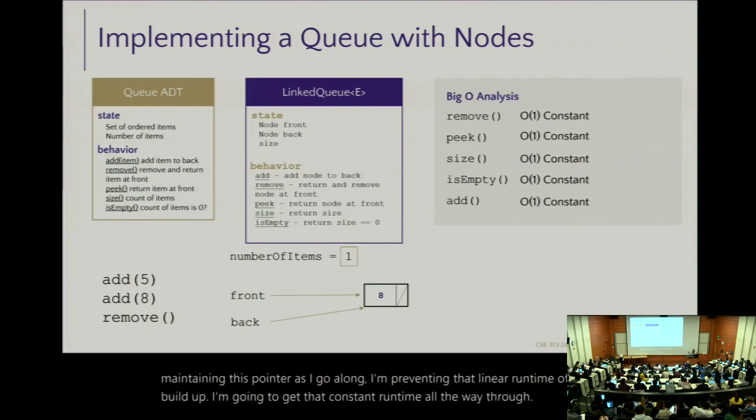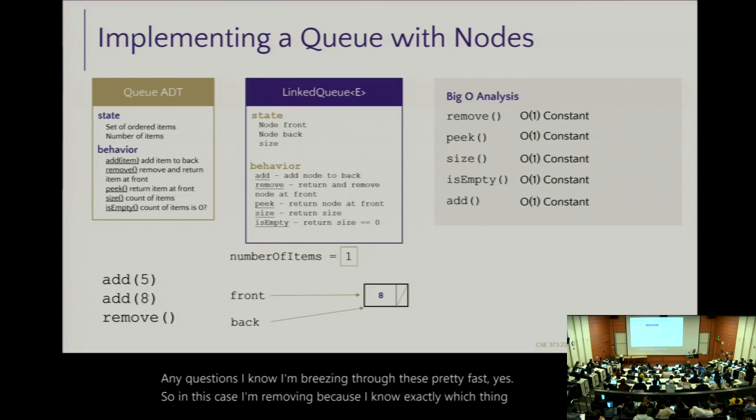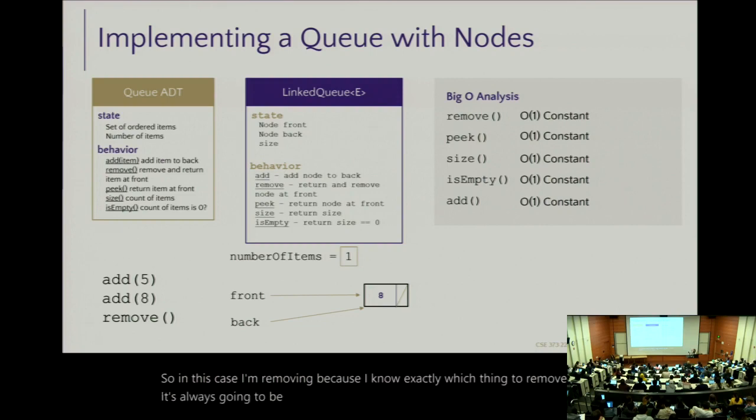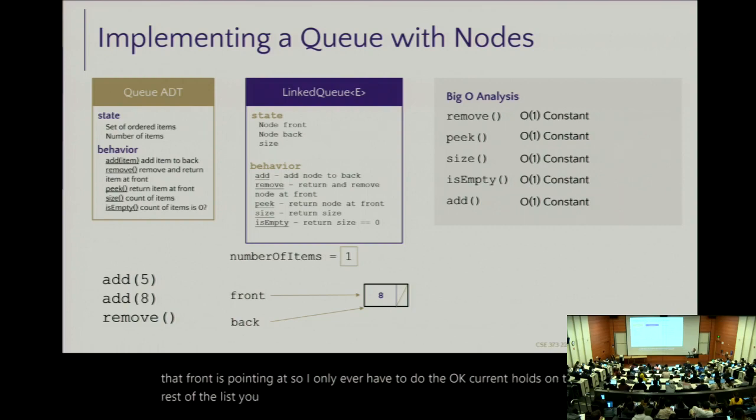Any questions? I know I'm breezing through these pretty fast. Yes. So in this case, I'm removing because I know exactly which thing to remove. It's always going to be the very first node in the list. So it's going to be the node that front is pointing at. So I only ever have to do the, okay, current, hold on to the rest of the list, remove this, front, skip it kind of thing. Yes. Good question. Any other?